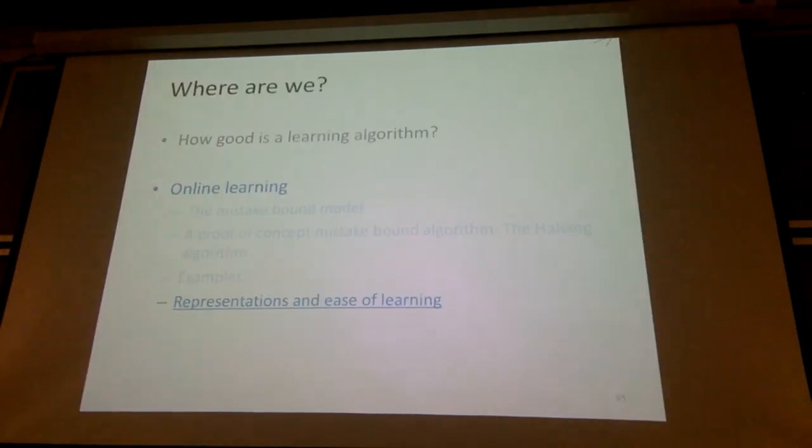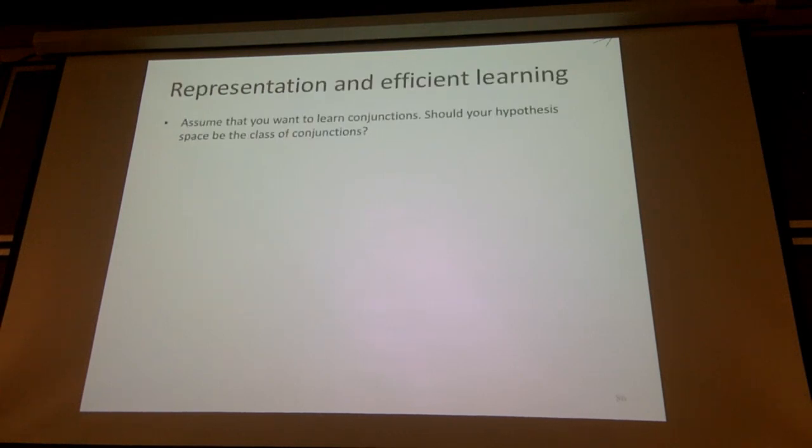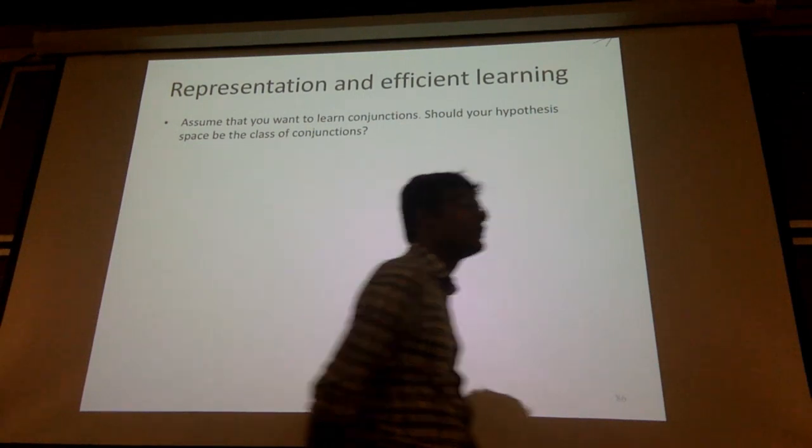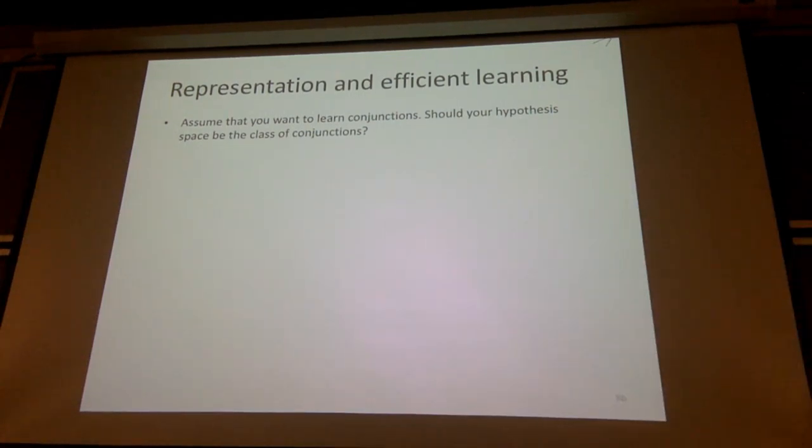Okay, so let's talk about representations. This is an interesting, almost philosophical question. Suppose the class of functions, suppose you are told the true function that you have is a conjunction. You know that only to learn. It seems like a no-brainer. Of course it should. Then my search space is fixed. I search the set of conjunctions to find the true one.